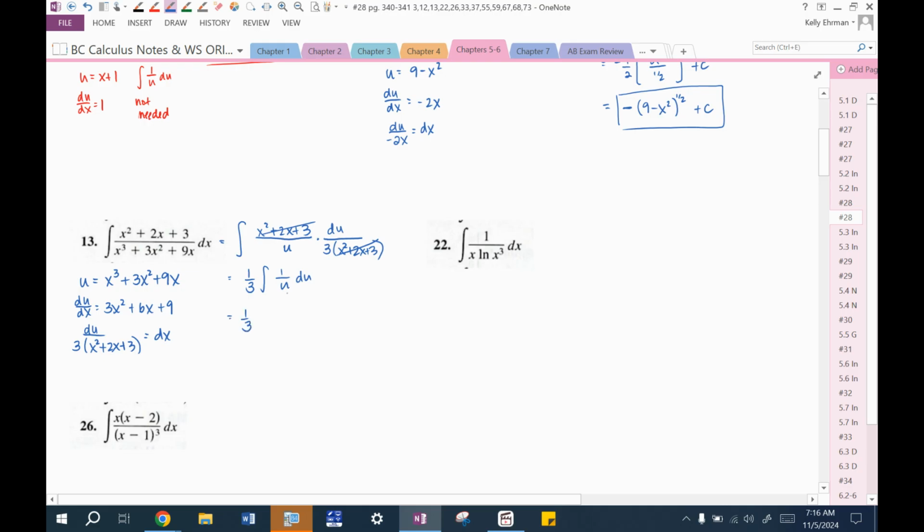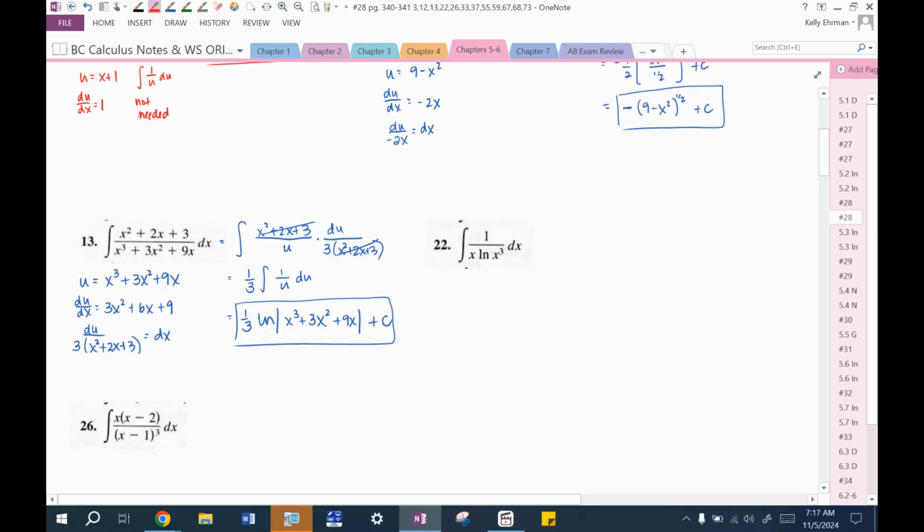So the integral of 1 over u is ln of absolute value of u. So 1/3 ln absolute value of x cubed plus 3x squared plus 9x plus c. And we'll leave it like that.